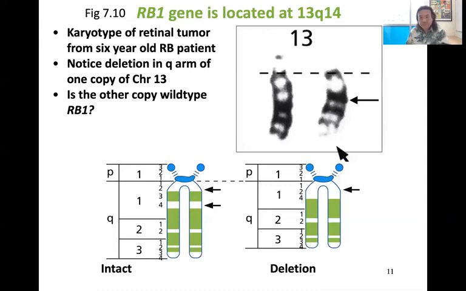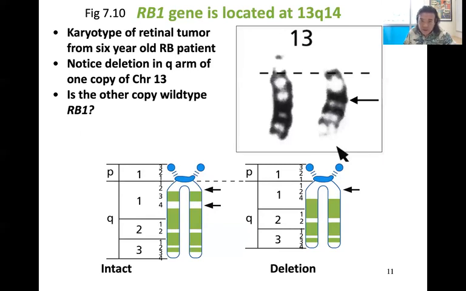Okay, so in this particular case, if this came from a 6-year-old RB patient, what does that tell you about the status of the RB gene in the other chromosome? You say, well, it's not missing, because there's no deletion there. It looks like it's still the normal pattern. But wait a minute, this is an RB patient, right? That means this other copy of the RB is the second hit.